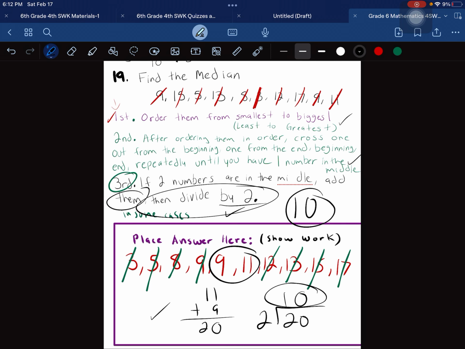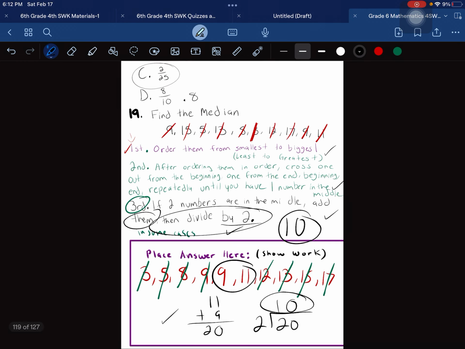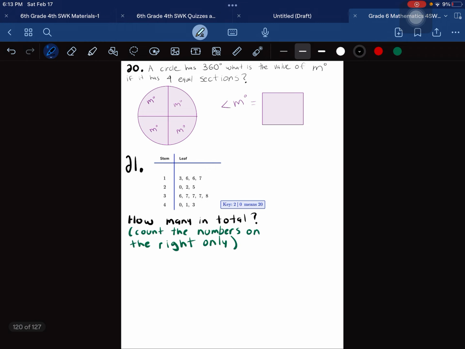Smallest to biggest, cross out. If there's 2, add and divide by 2. If there's 1, that's your median. That's the number in the middle, and that's your answer. Awesome.